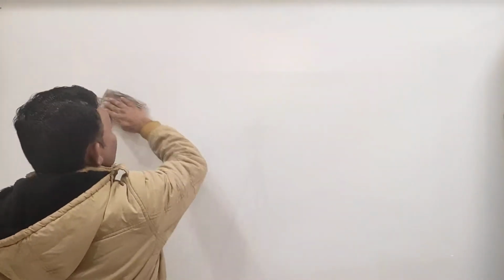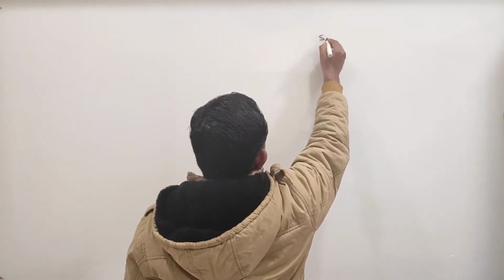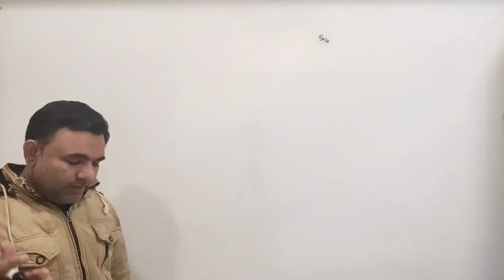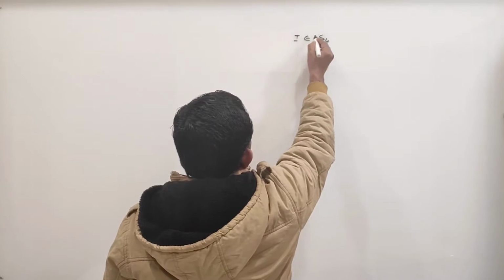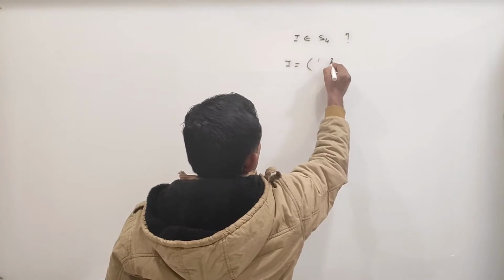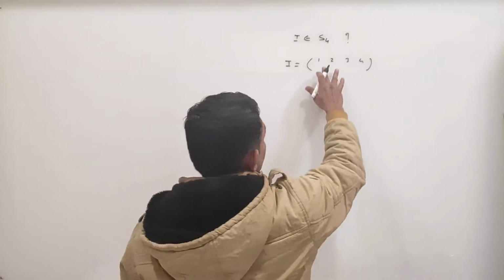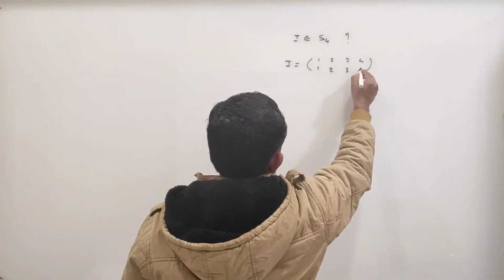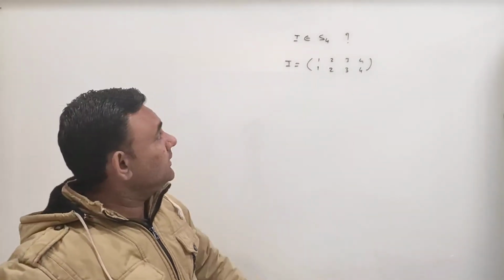So obviously, what is the identity element in Sn? See, if you consider S4, or S3, S2, whatever, to understand we consider S4. So what is the identity element in S4? We know that the identity element is 1 2 3 4, a permutation in which every element is invariant. So 1 goes to 1, 2 goes to 2, 3 goes to 3, 4 goes to 4. So this is the identity in S4.